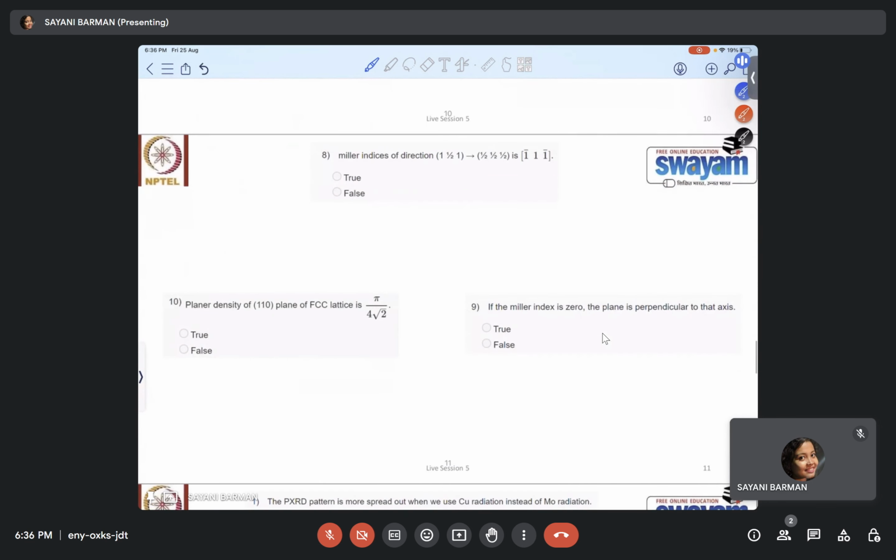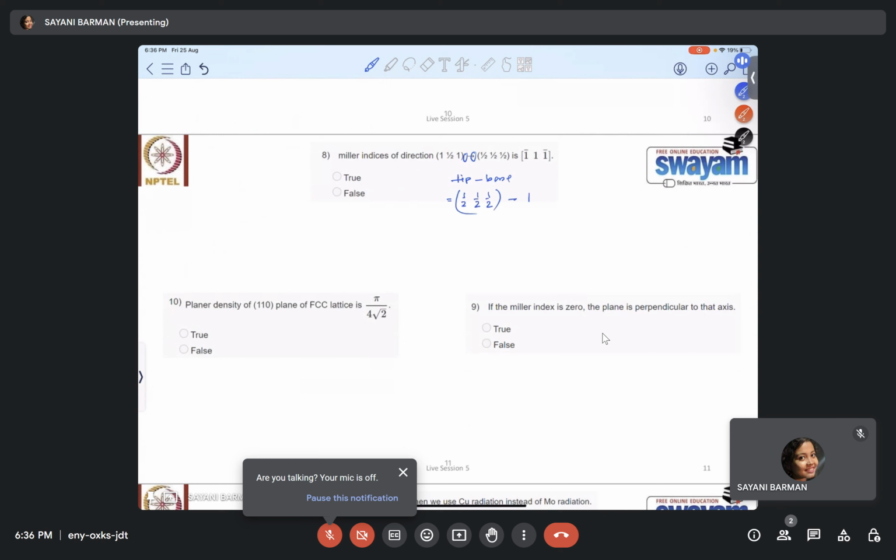The next one is Miller indices of direction 1, half, 1. Half, half, half is this. Now, Sarah taught us that it would be tip minus base. Tip minus base, so it means half, half, half minus 1, half, 1. So it would be minus half, 0, minus half.